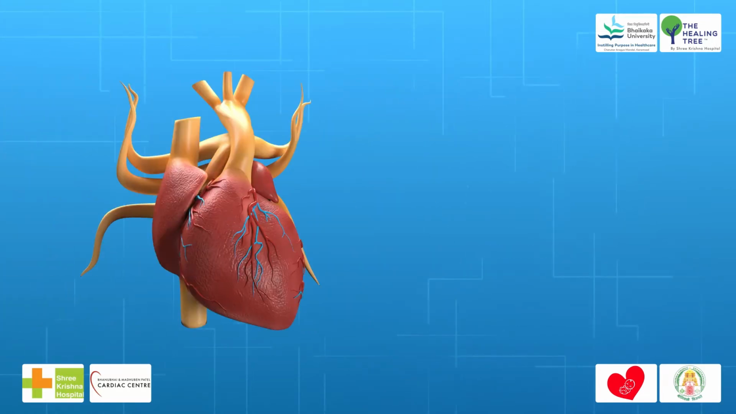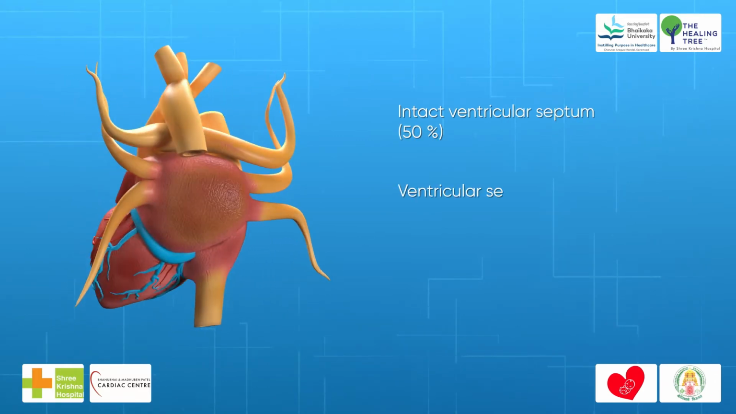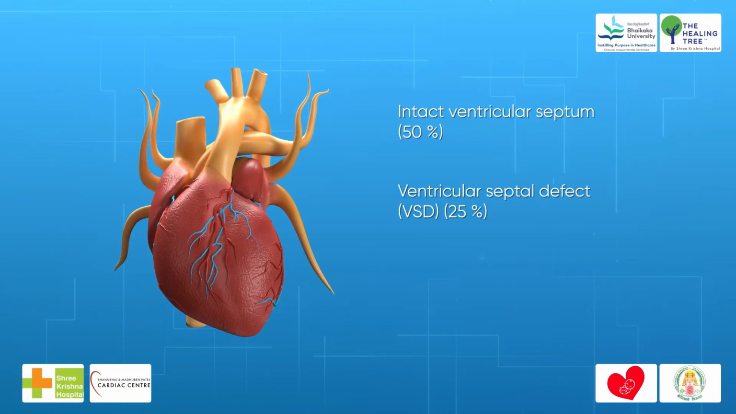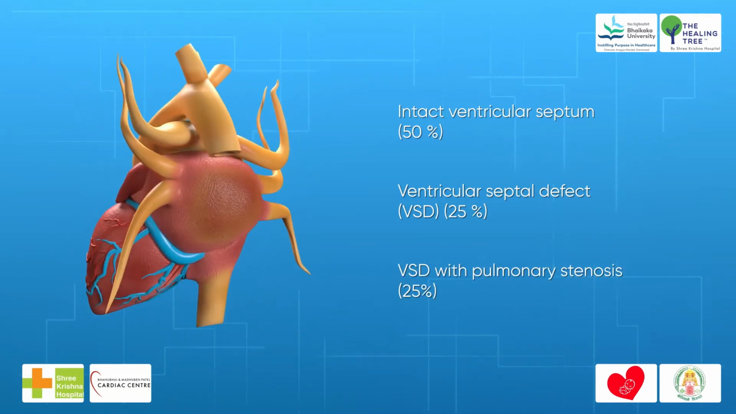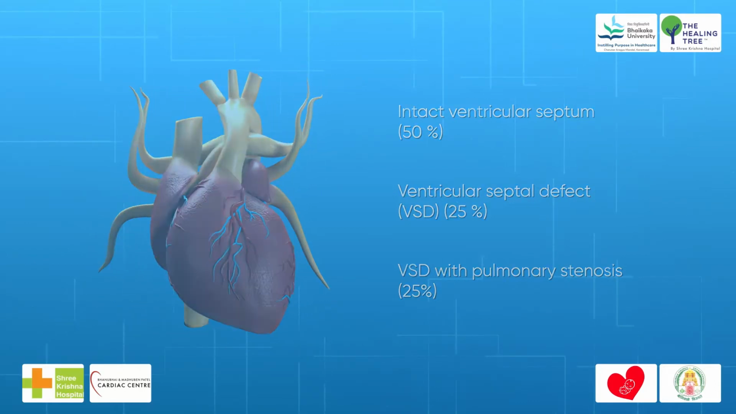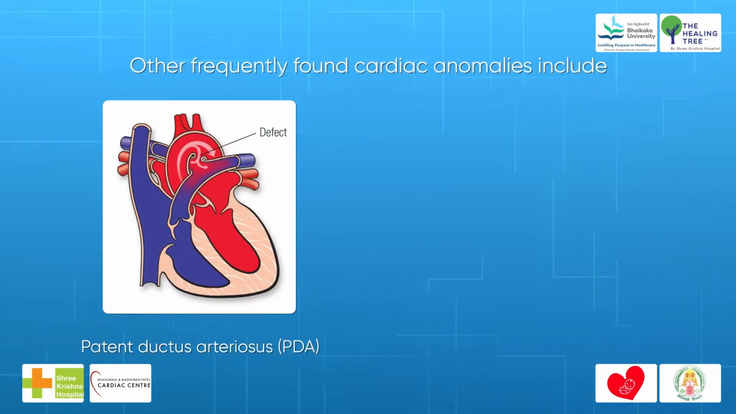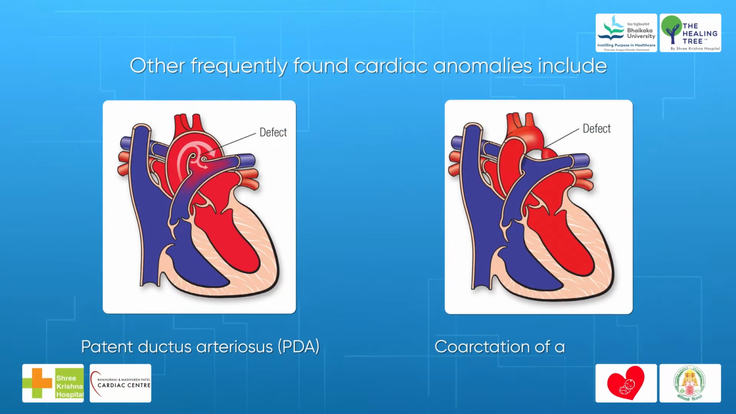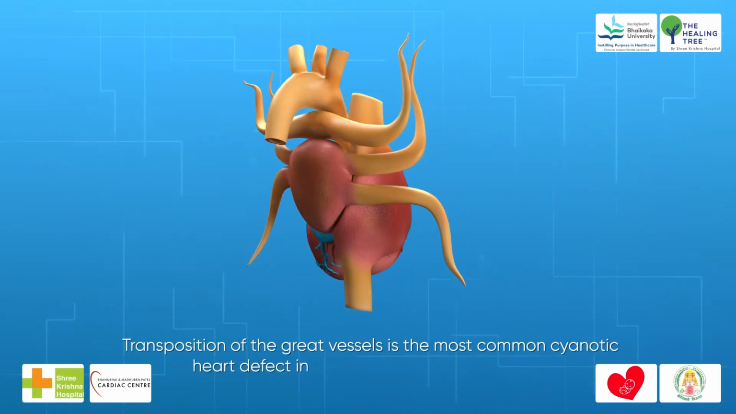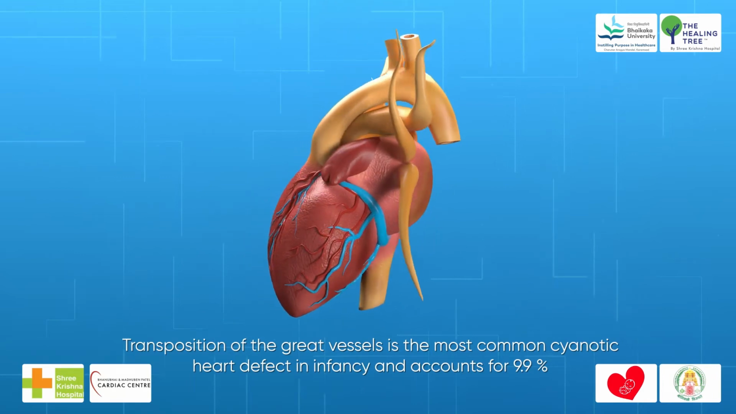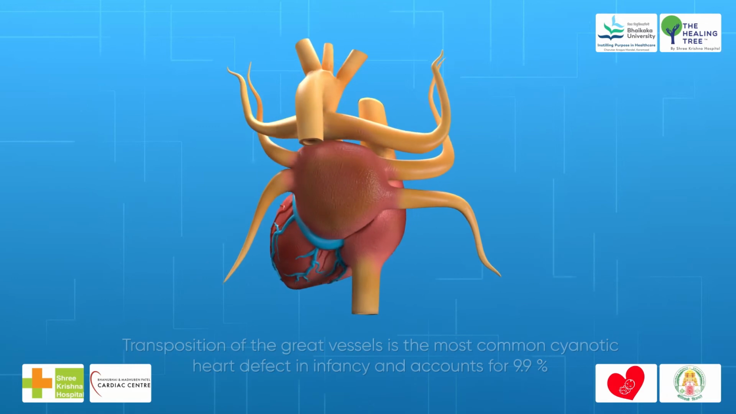Patients with TGA are subdivided into those with intact ventricular septum, 50%, ventricular septal defect, VSD, 25%, and VSD with pulmonary stenosis, 25%. Other frequently found cardiac anomalies include patent ductus arteriosus, PDA, and coarctation of the aorta, COA. Transposition of the great vessels is the most common cyanotic heart defect in infancy and accounts for 9.9% of all cases of congenital heart disease.